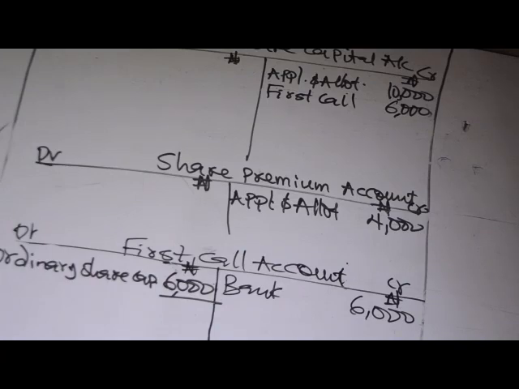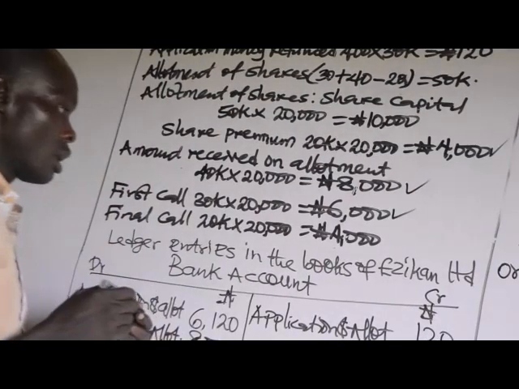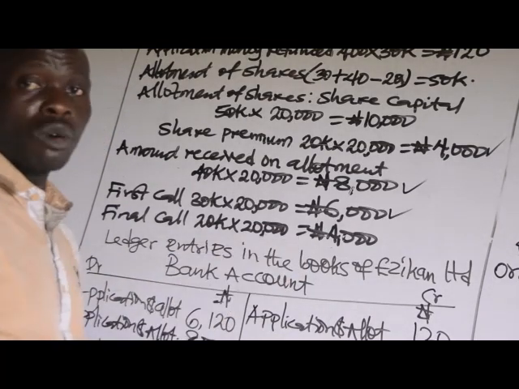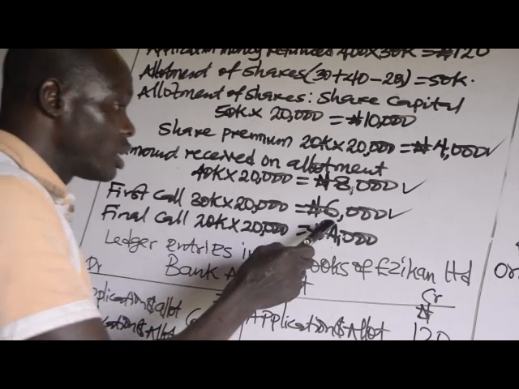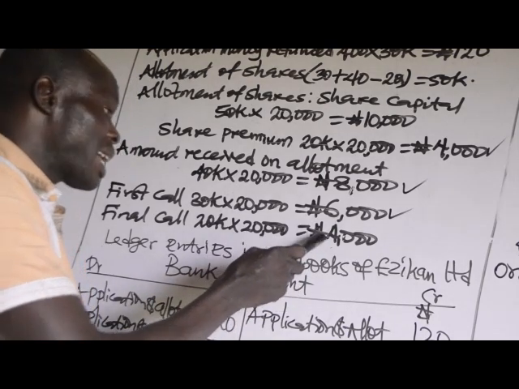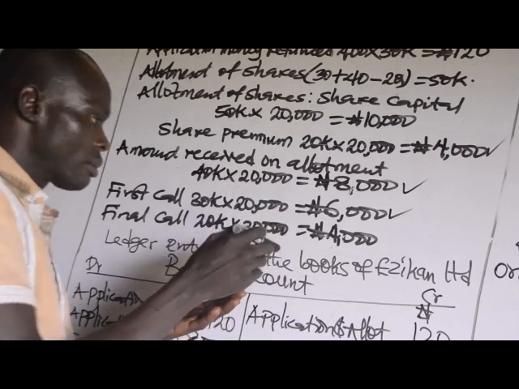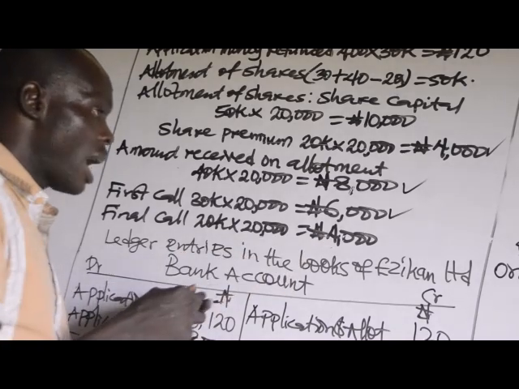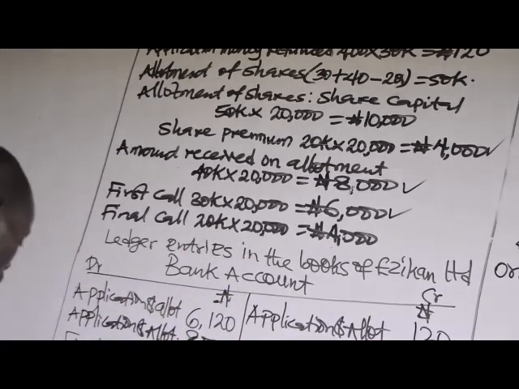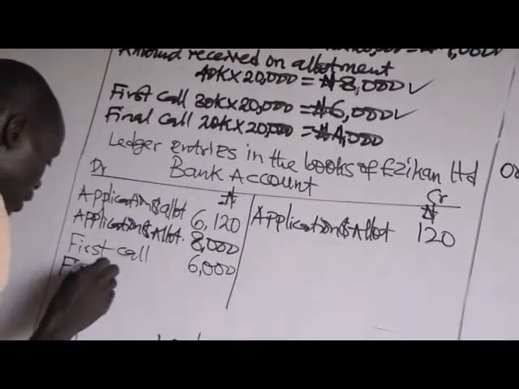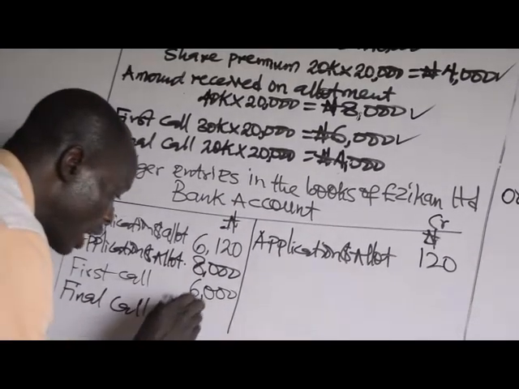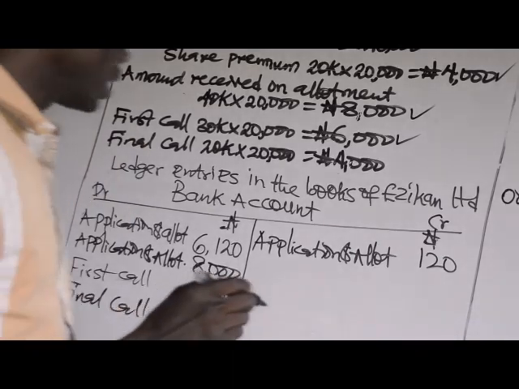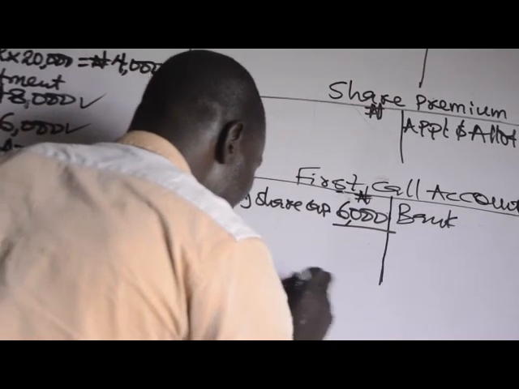Then upon making the final call, the sum of 4,000 naira will be received. In that case, you are going to debit the bank account, because the bank is receiving the money. The company is receiving the money through their bank account. You debit the company's bank account and you credit the final call account. So we have final call of 4,000.